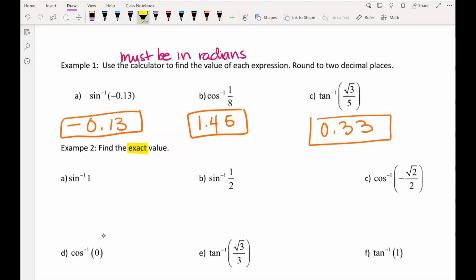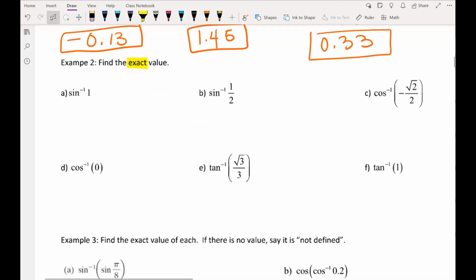All right, let's go to where it says find the exact value, students. Exact means calc or no? Yes or no? No, no calc. All right, and here we go. Sine inverse of 1. First, let's talk about the answer that we are going to get. Is it going to be an angle, or is it going to be a ratio of two sides?